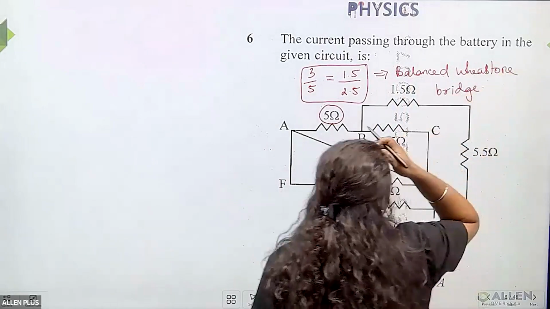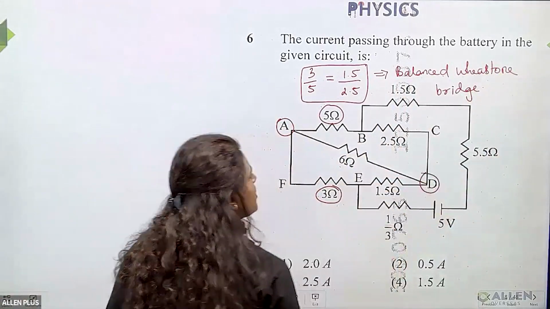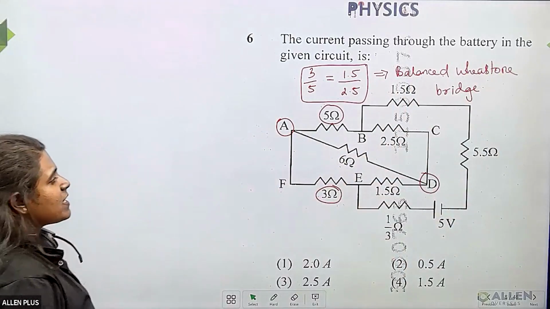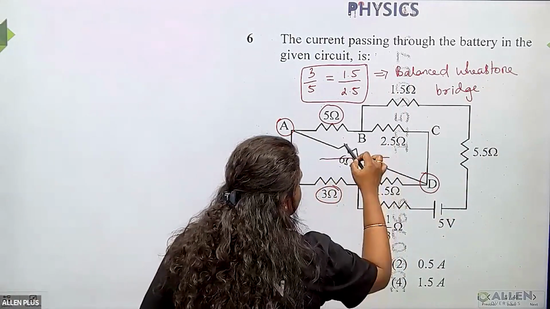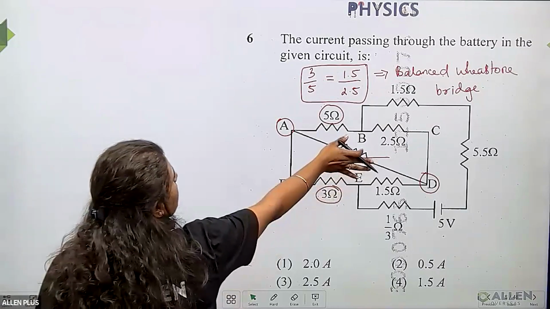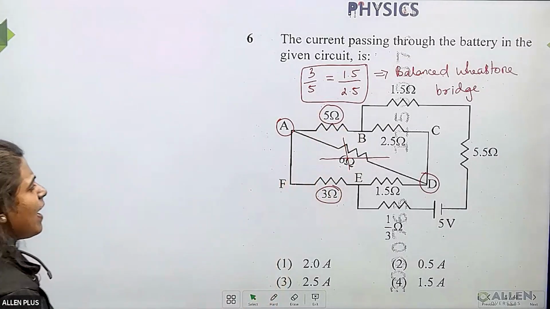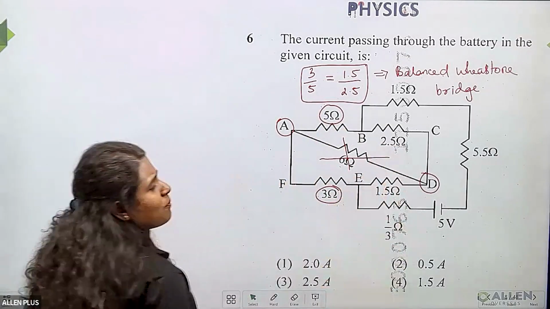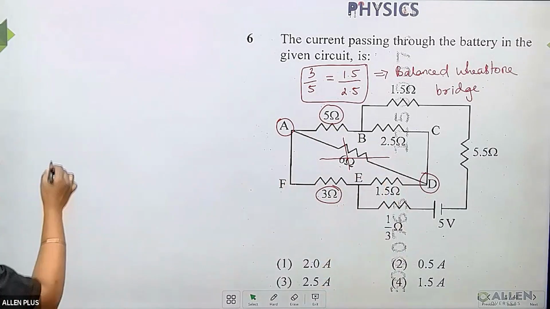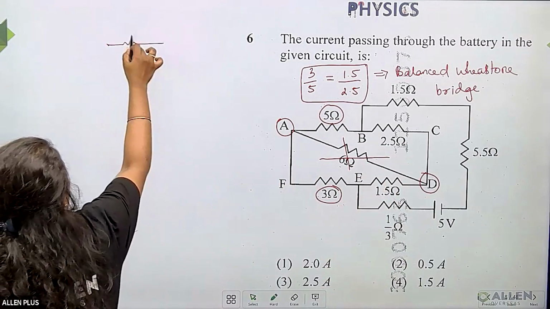Now, when the Wheatstone bridge is in the balanced condition, I can say the potential at point A and the potential at point D is going to be the same. So in that case, our 6 ohm resistor gets short circuited. Now we can simplify this circuit once we neglect the 6 ohm. You can see that 5 ohm and 3 ohm are in series combination, and 2.5 ohm and 1.5 ohm are also in series combination. So how can you draw a simplified circuit for this? This can be redrawn this way.